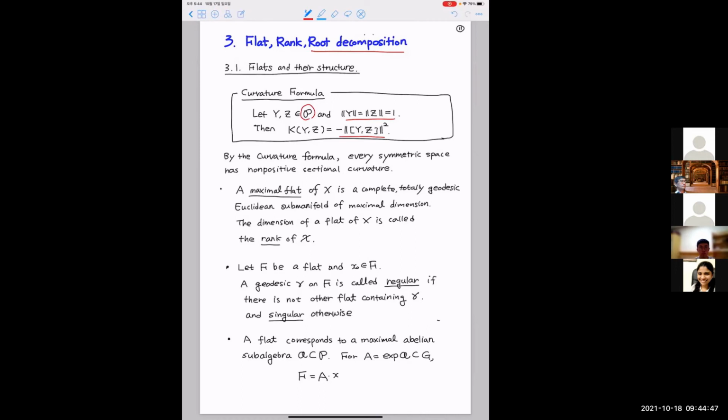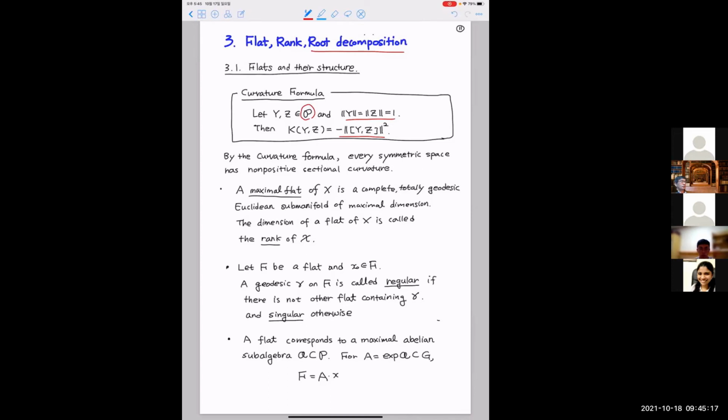Because the symmetric space is homogeneous, the rank is well defined. And also, since the symmetric space is homogeneous, once you know what happens at a point, then you know what happens everywhere.